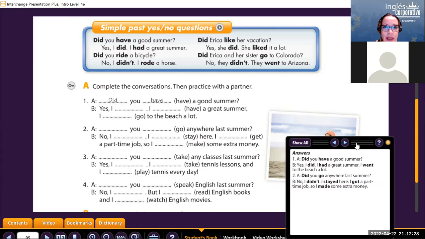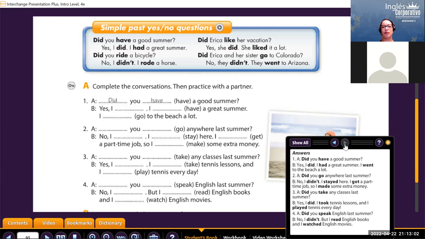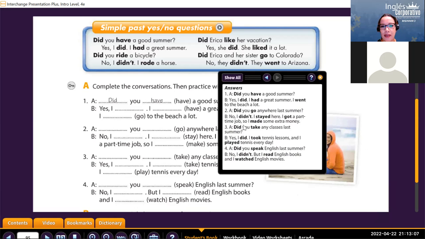Good, now the number three. Number three, did you take any class last summer? Yes, I did. I took tennis lessons and I played tennis every day. Excellent. And finally, the number four. Number four, did you speak English last summer? No, I didn't, but I read English books and I watched TV. Yeah, I watched English movies. Excellent. So here we have the answers.